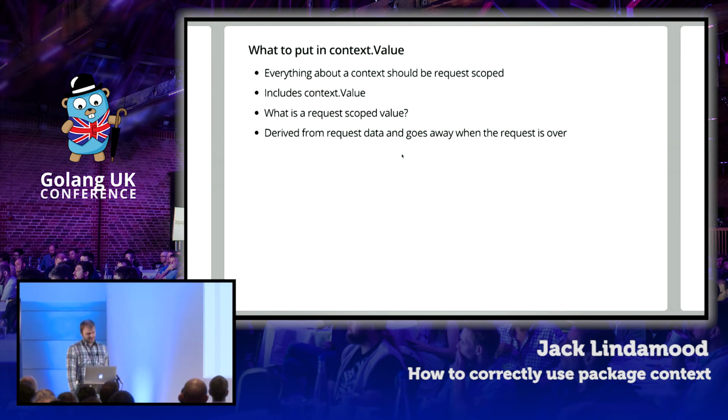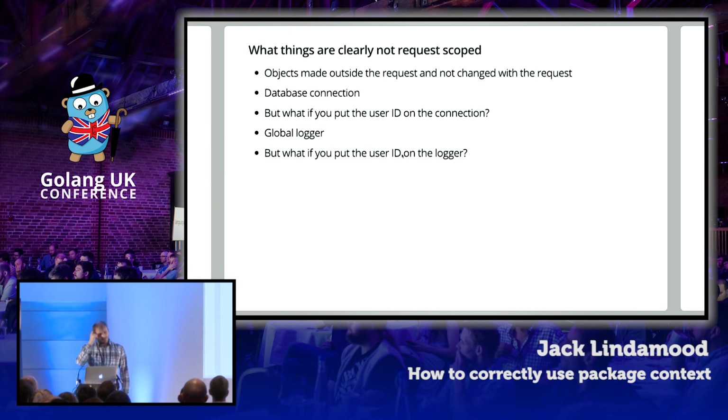What do you put in context.value? You put request scoped data. So what is a request scoped value? A request scoped value is something that is derived from information in the request, and information that goes away when the request is done. That's a pretty broad definition, so let's give some examples. What is clearly not request scoped? Anything you make in func main is clearly not request scoped, because you made it before you even got a request. So a database connection and some kind of logger you've set up in func main, clearly not request scoped, so don't put it in context.value.